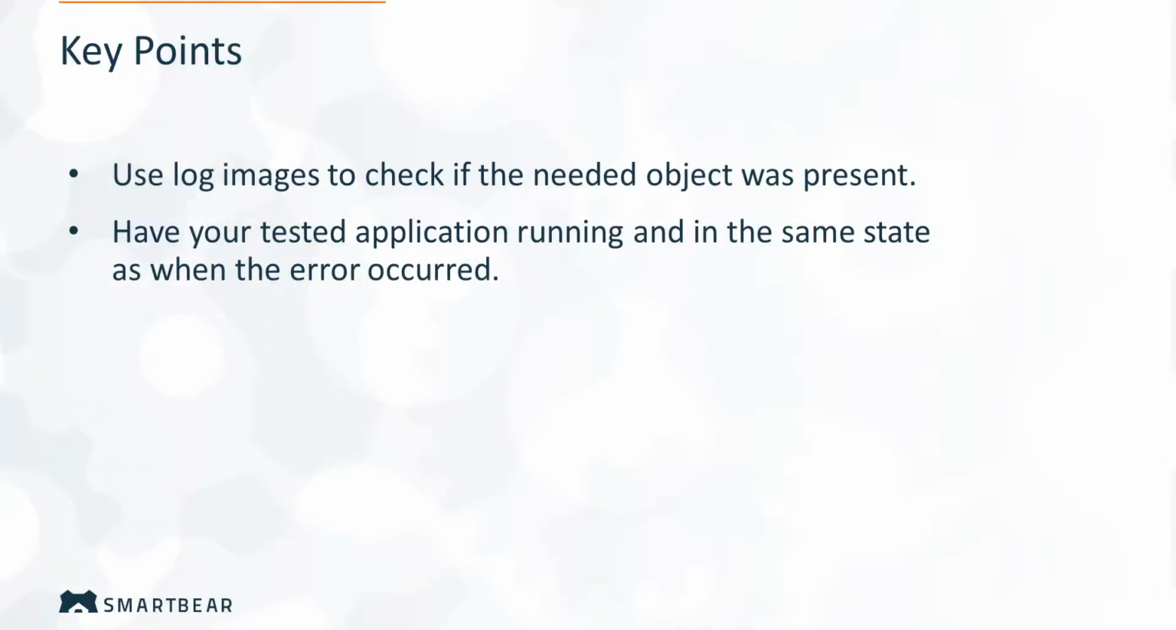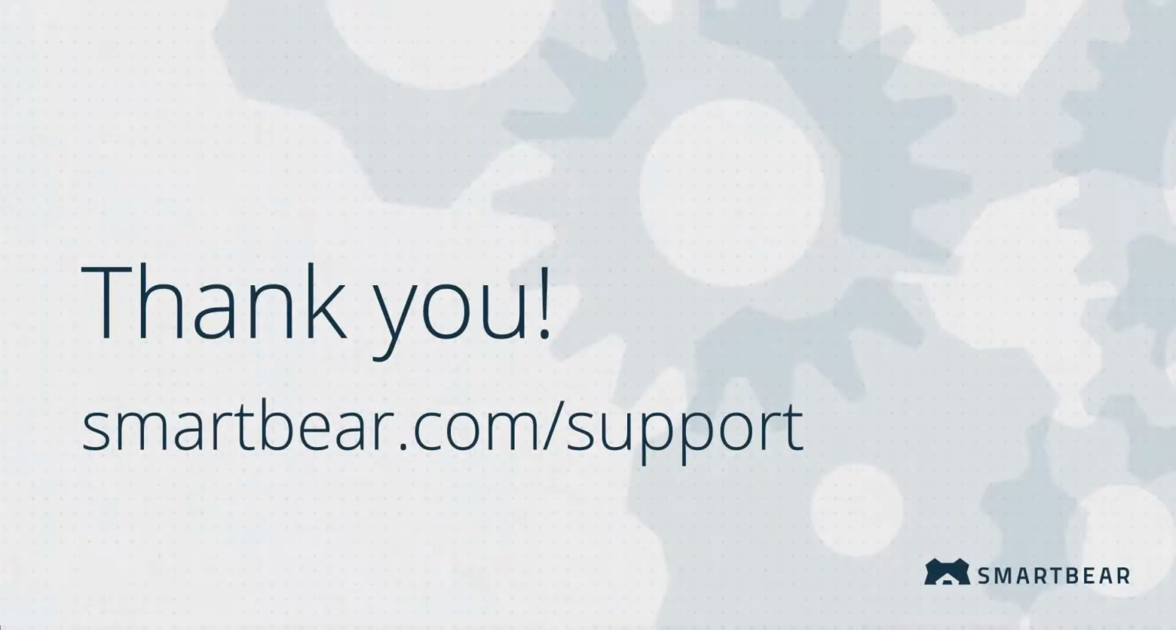Before we finish, I would like to highlight the major key points of the unable to find the object error. Examine images posted to the test log during the run to learn your application state when the error occurred and check if the needed object was present in the application. When troubleshooting the error, have your tested application running and in the same state as when the error occurred. This covers another possible cause of the unable to find the object error.